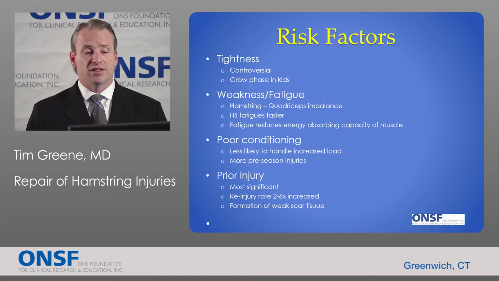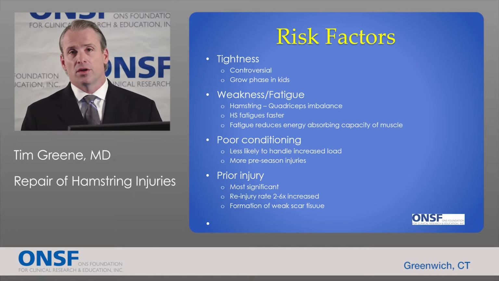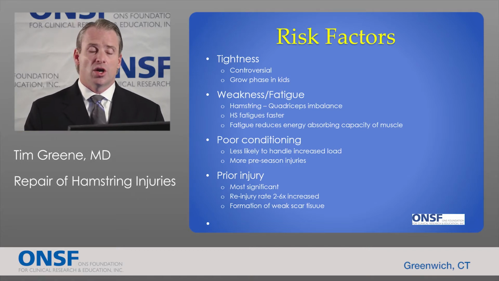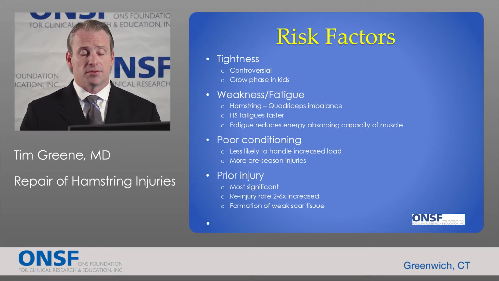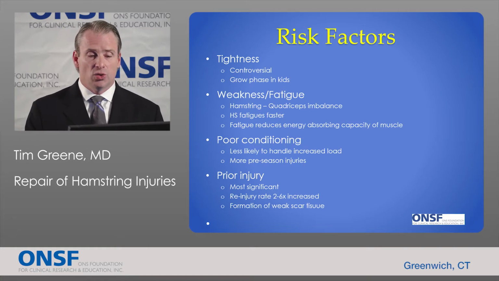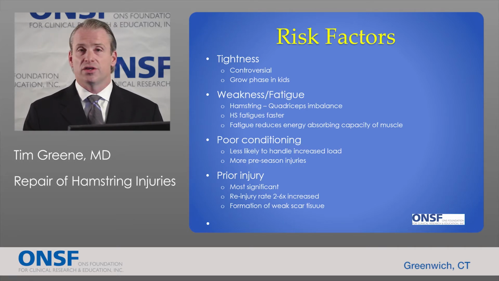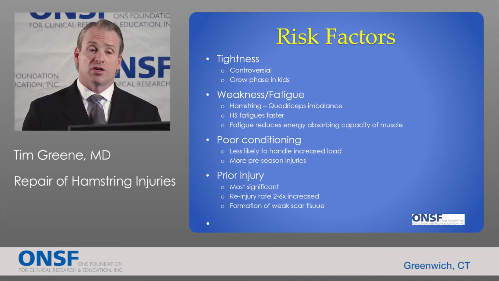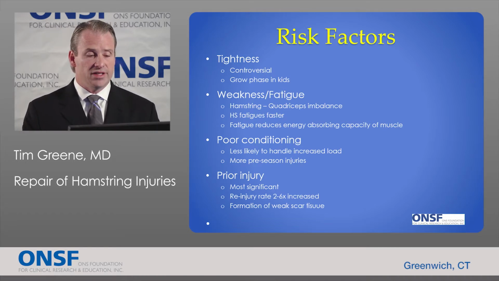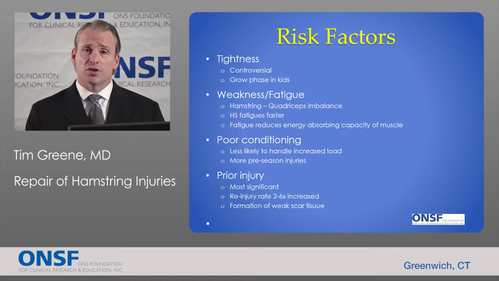We can see weakness and fatigue, where the quadriceps and hamstrings really fatigue one quicker than the other. The hamstring may fatigue faster, the quadriceps pulls, and it pulls it out of balance and again creates that eccentric load. Poor conditioning goes along with fatigue, and that's why we see these injuries really in a preseason sort of mode. And again, the less pliable, the less endurance the muscle has, the more quickly it's going to fatigue.